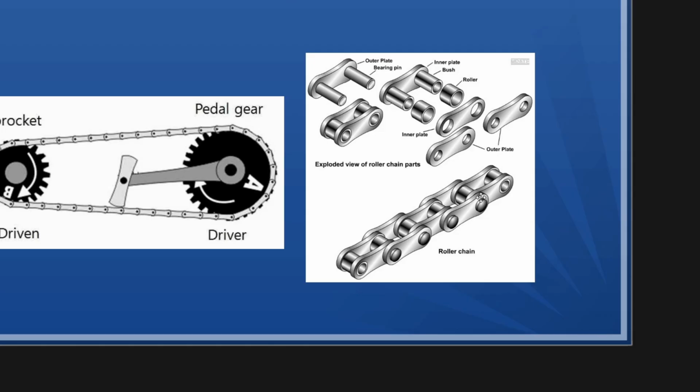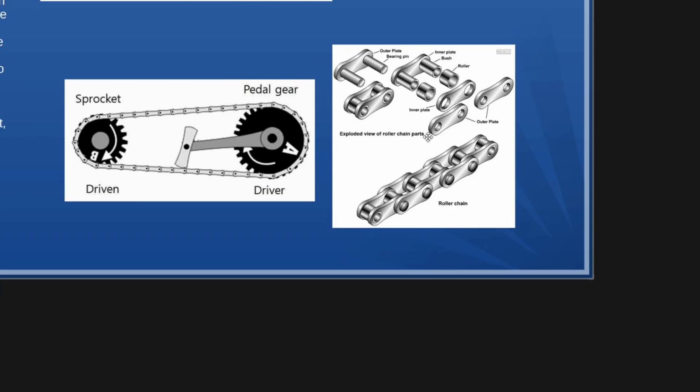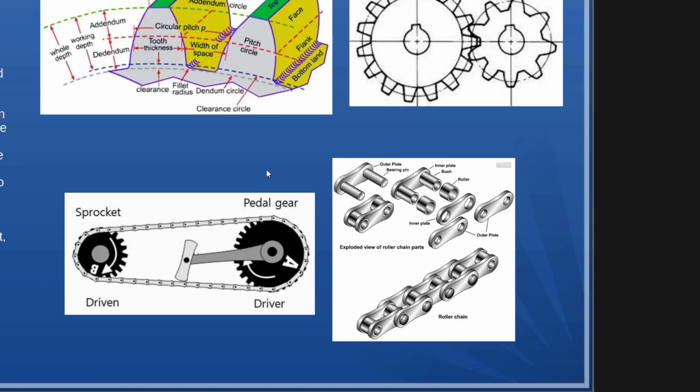Now we will move on to the sprocket. So basically, as we can see, the sprocket is a very common mechanism in bicycles. In this, we can see that there is a roller chain which is connected to the sprocket, which is driven by the pedal gear, which is the driver.